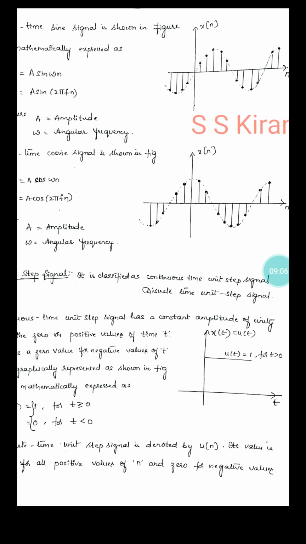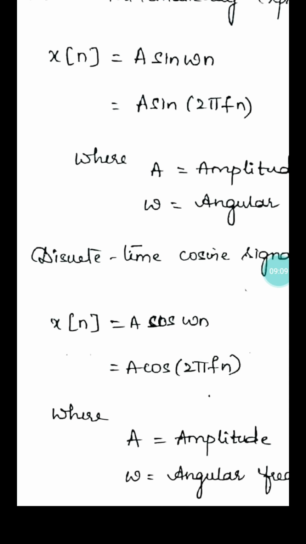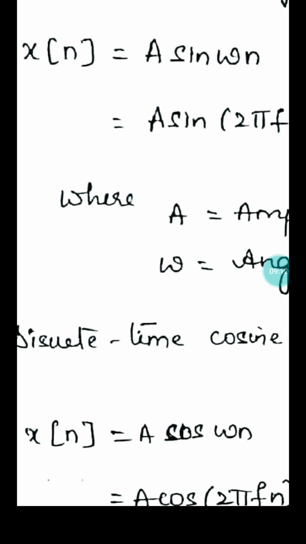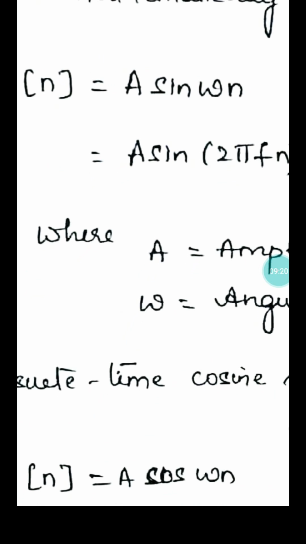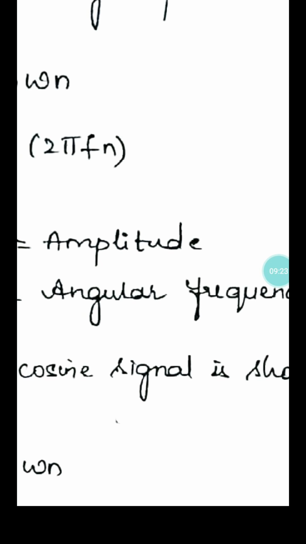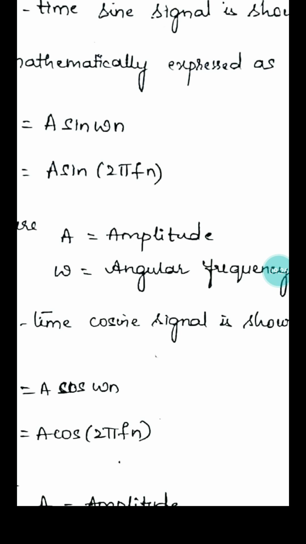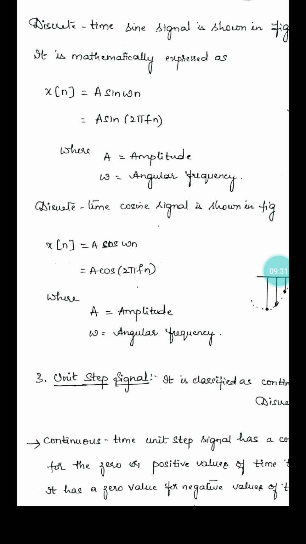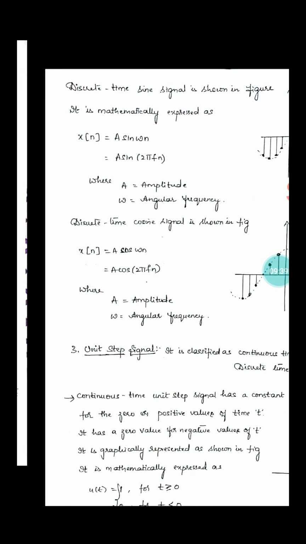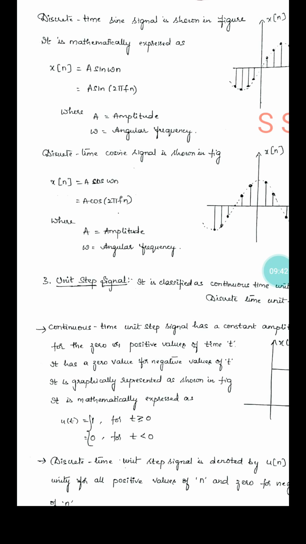How can we write the mathematical equations? Very simple. We start with x of n equal to A sine omega n. Here we write n because this is the discrete time signal. A sine omega n, where omega is the angular frequency, and omega we can write as 2 pi f. Same for the cos: x of n equal to A cos omega n, again represented as A cos 2 pi f n. Same phenomena. So the first signal, the DC signal, is completed, and the second signal, the sinusoidal signal, is completed.